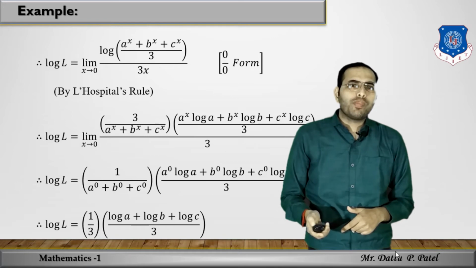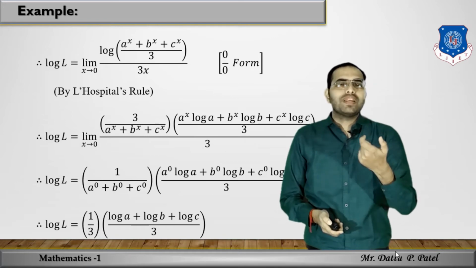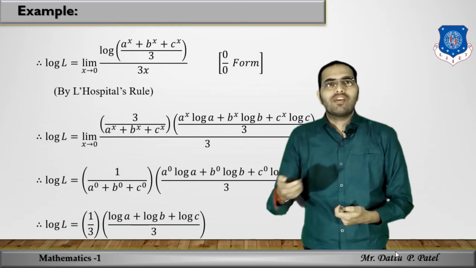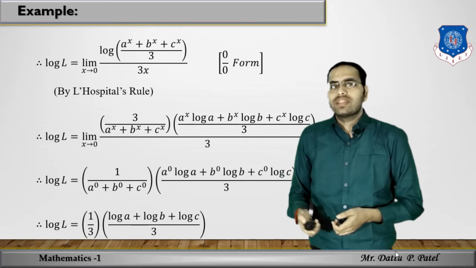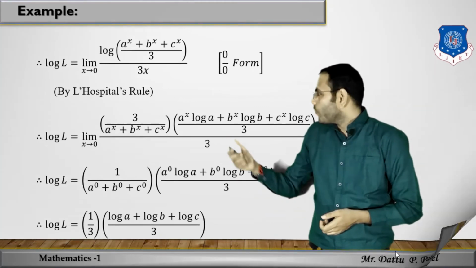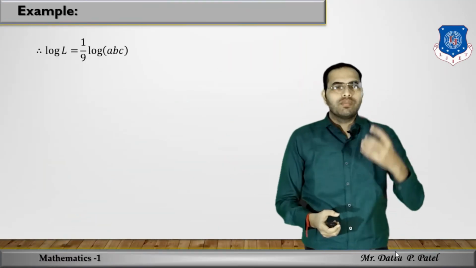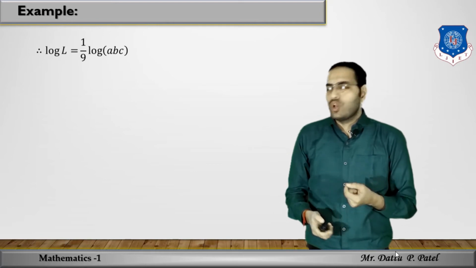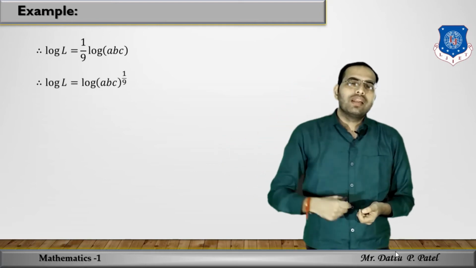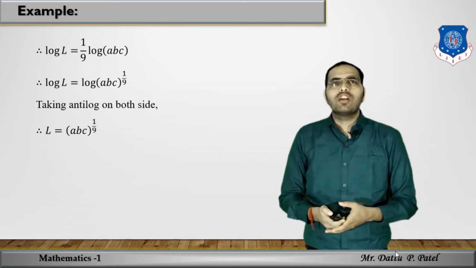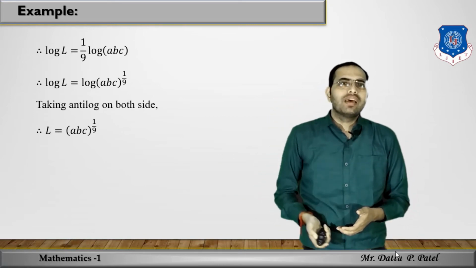Then according to the properties of logarithm, log x plus log y equal to log x into y. Similarly, here we can write 1 by 9 log abc. Now according to the properties of logarithm, we can write log of abc raised to 1 by 9. Now taking antilog both sides, then L equal to abc raised to 1 by 9.